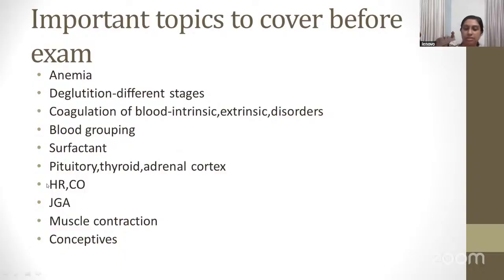In the cardiovascular system, you have to learn well about the cardiac cycle first. That's the base. Only then can you learn other things; you can add on to this cardiac cycle. What is cardiac output? What are the factors affecting the heart rate? Like that. Juxtaglomerular apparatus is also asked multiple times. Then, in the reproductive system, you have to learn about contraceptives.